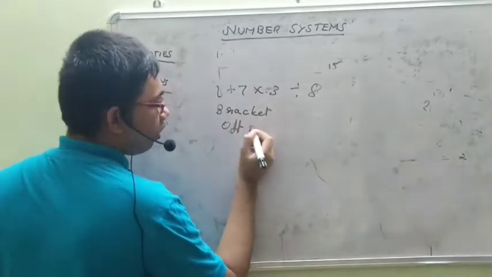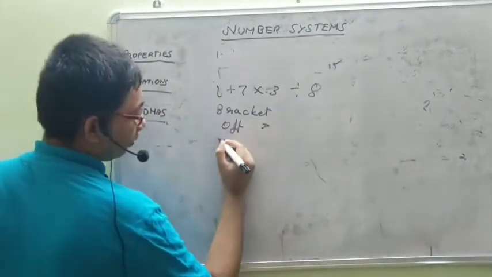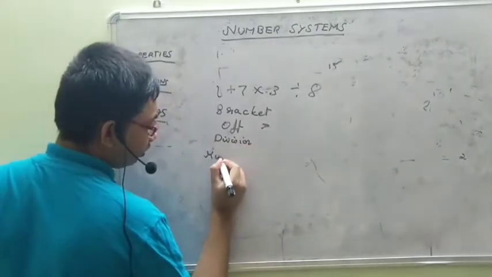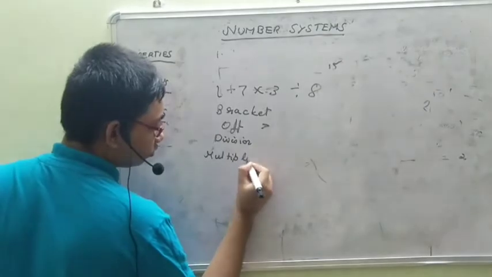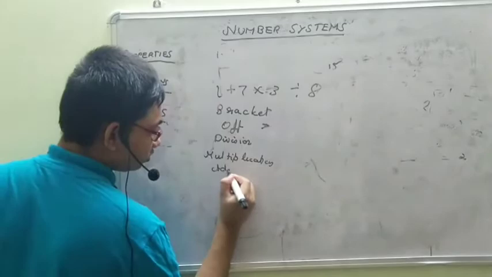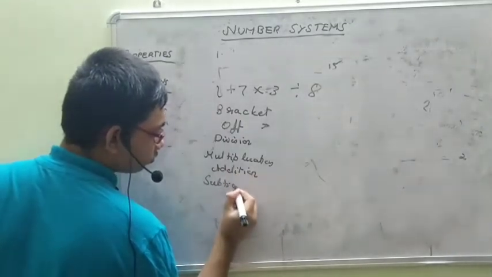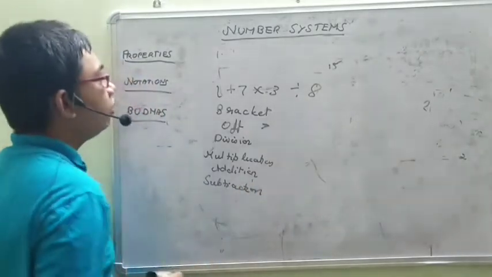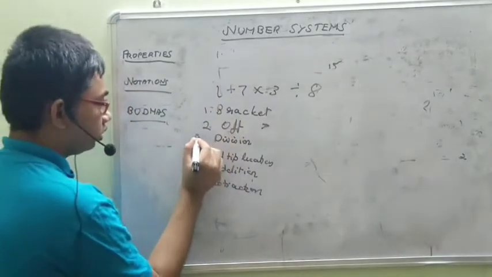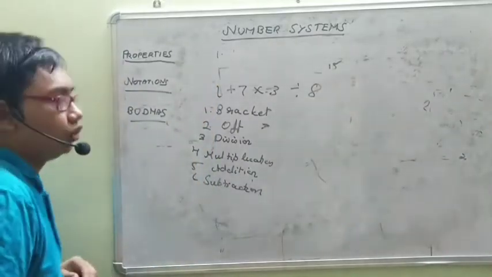of, which is generally related to multiplication, but then division, multiplication, BODM, addition, subtraction. So here how do we do? This is the order 1, 2, 3, 4, 5, 6. This is the chronological order in which we should do the operation.